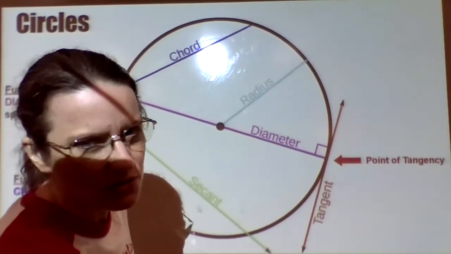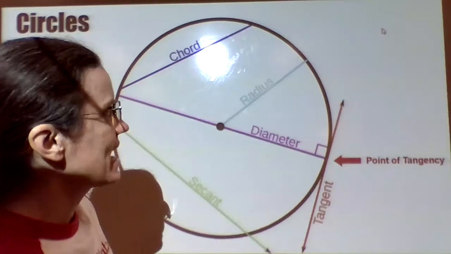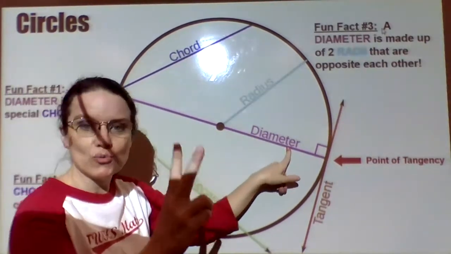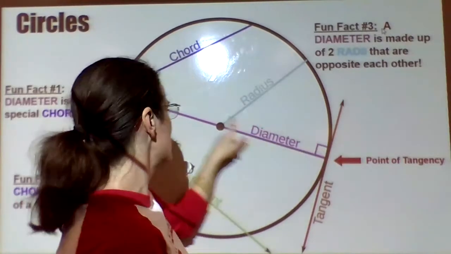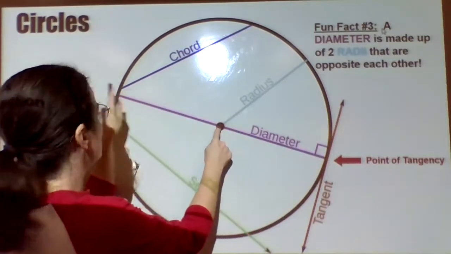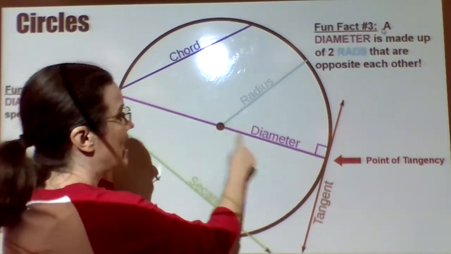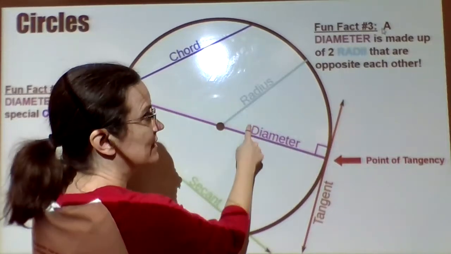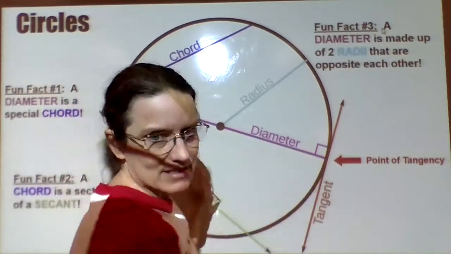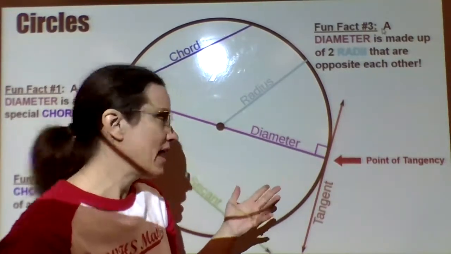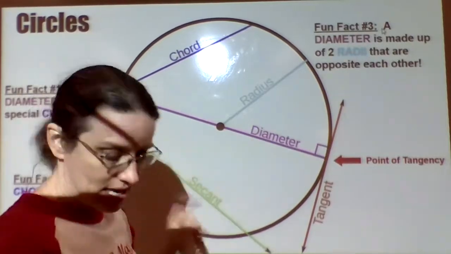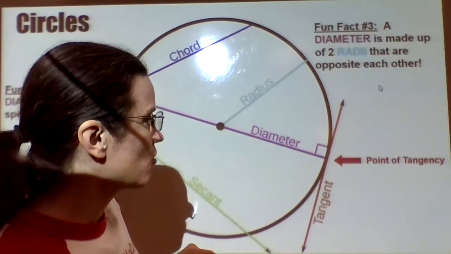Okay? Oh, but there's more fun facts. There's always fun facts to be had in math. A diameter is actually made up of 2 radii that are pointed opposite each other. So right here, I go from the center to the edge, that's a radius. And center to edge, that's a radius. Together, if they form a linear pair, so they make a 180-degree line, that is a diameter. Some of you knew that, some of you didn't, but it has to be a linear pair of radii to create a diameter.